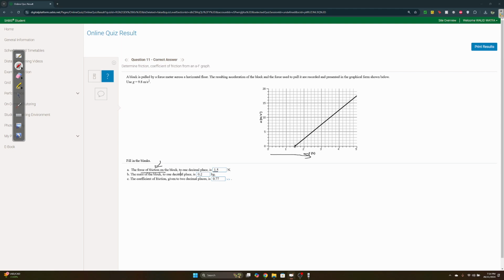The mass of the block to one decimal, if you don't know, by the way, 2 minus 1 is 1, and you have 5 spaces. So 1.2, 1.4, 1.6. In between 1.4 and 1.6 is 1.5. The mass of the block is equal to what? You take any point and just do F is equal to MA.